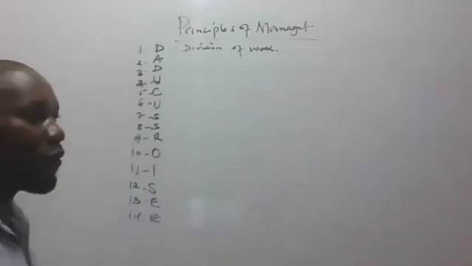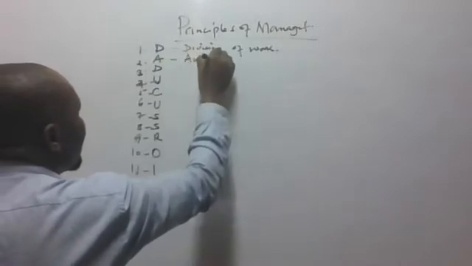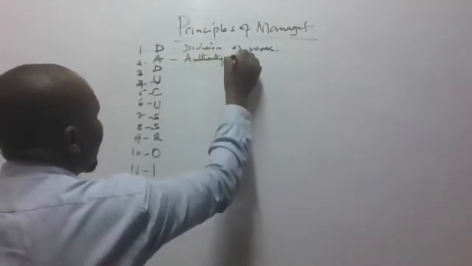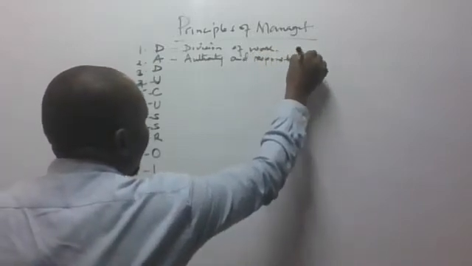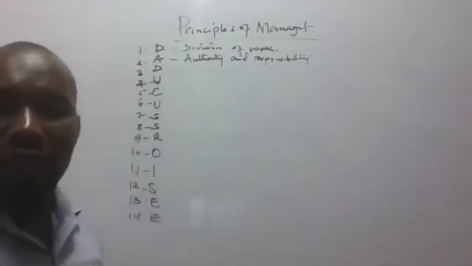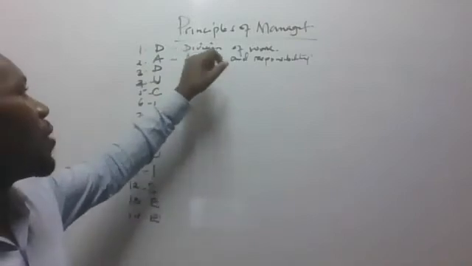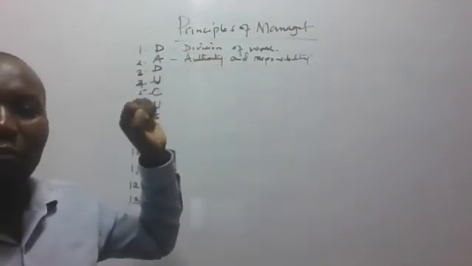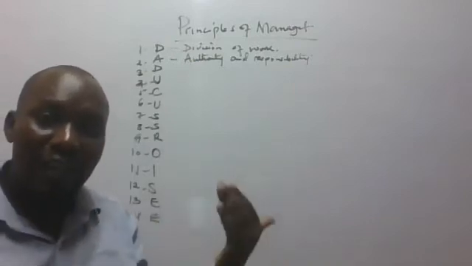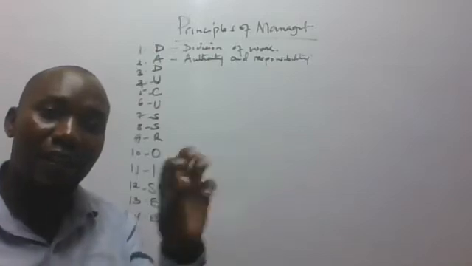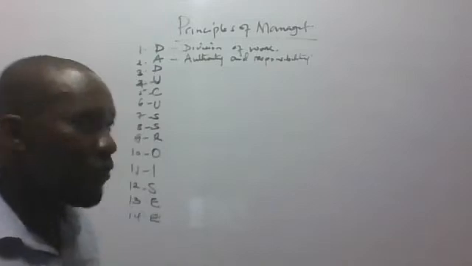Then of course, after that, we have authority and responsibility. They are saying that once you've given somebody some work, then you need to give them authority and responsibility. When you allocate a job to me, I have to be responsible. So you have to tell me that my responsibilities in the HR department are this and this. But every responsibility comes with authority, all right? That is the one we're talking about.